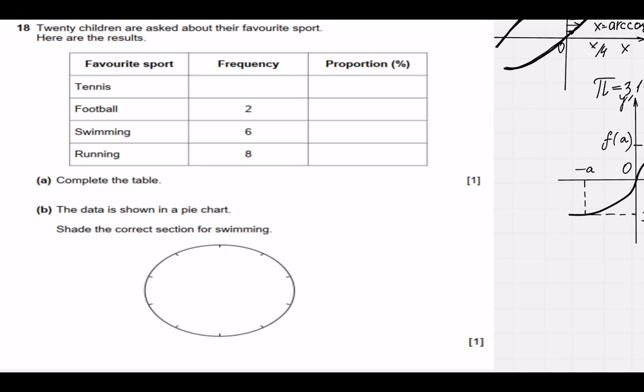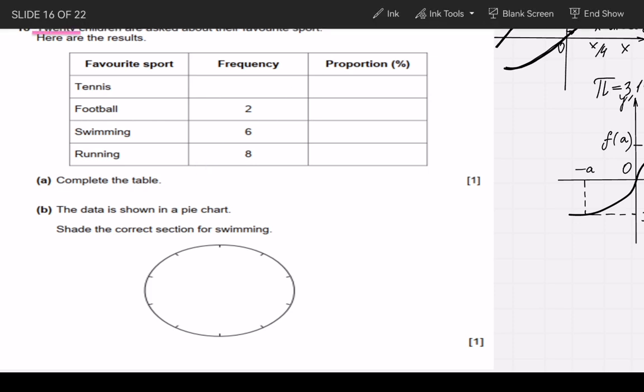"20 children are asked about their favorite sport." We said they are 20. It's written. So here we have football 2, swimming 6, running 8, and I don't know the tennis. Where will I get the tennis from? From the 20. It said that the total is 20. So I just add 8 plus 2, 10, plus 6, 16. So the missing is 4.